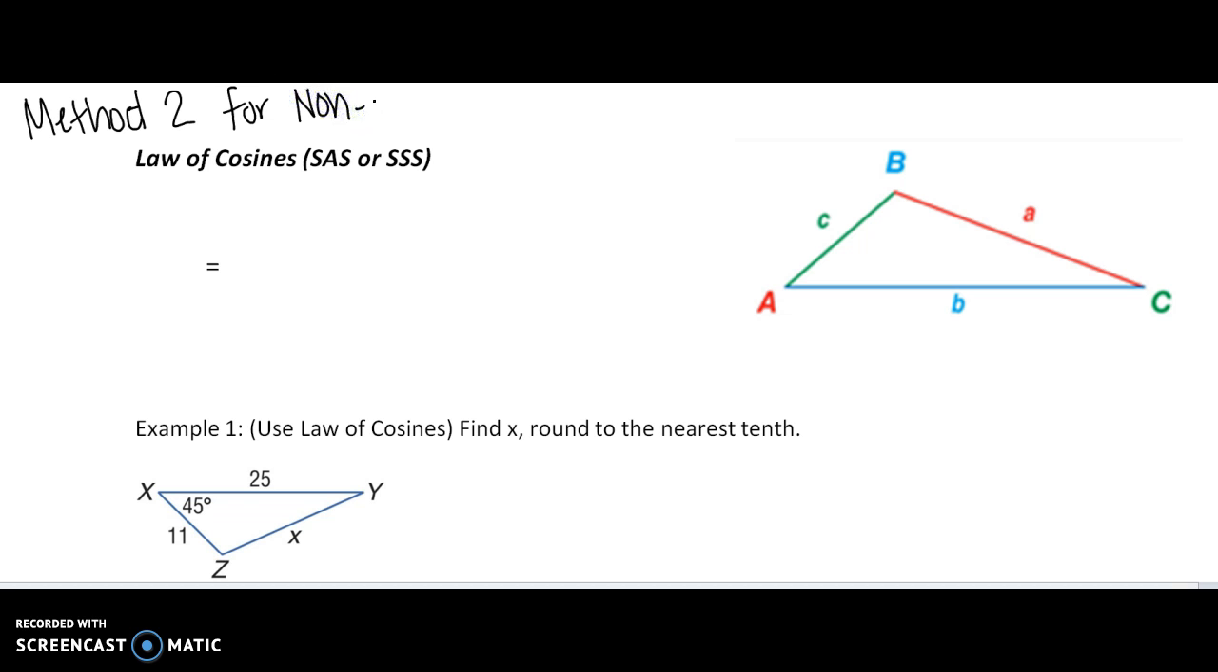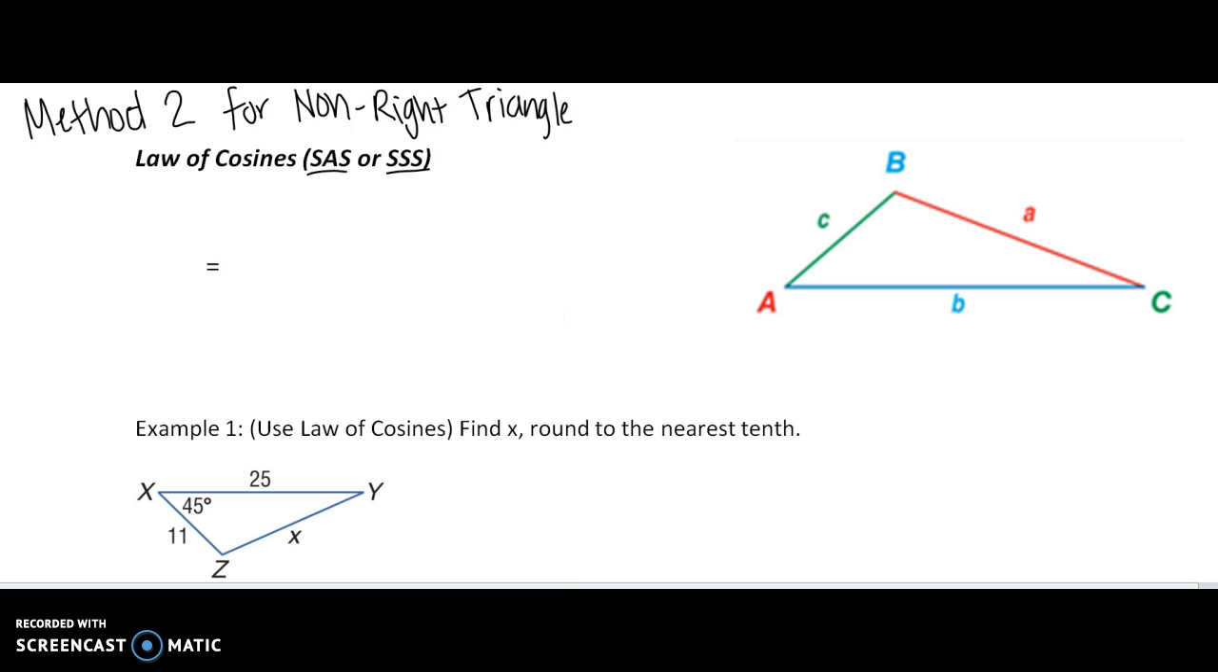Okay, so method two for non-right triangles. We can use this to solve for an angle or a side that we do not know. With this one, we would solve whether it's side angle side or side side side. That's the information we know: an angle and the two sides, one on each side of the angle, or all three sides. So essentially, if you don't have a pair of an angle and the side opposite it and then another pair like that, you cannot use the law of sines, so we would most likely use the law of cosines.